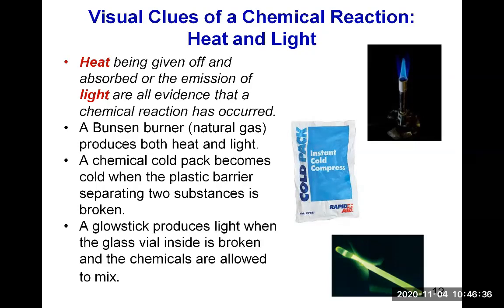And the last example here, the glow stick, produces light when the glass vial inside is broken. And again, chemicals that were separated are now allowed to mix, and they react together and produce a fluorescent molecule that gives off light naturally. So all of these are a sign that you have a chemical reaction happening.